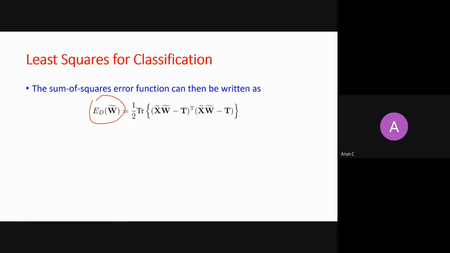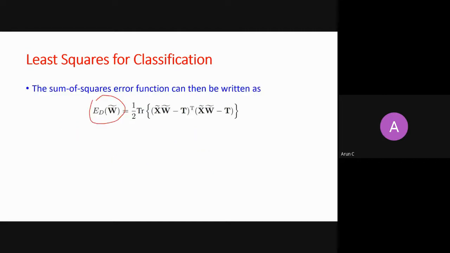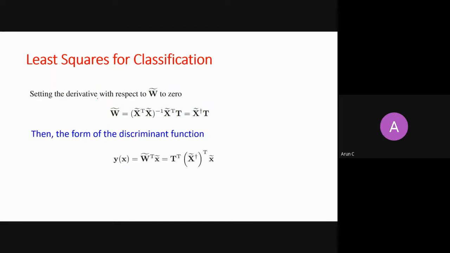Now, this is my error function and I want to minimize it. Because it's a quadratic function, how to minimize it? I should take the derivative with respect to W and set it equal to 0, right? I want you to do it on your copy and pen. When you do it, you will get this value. W transpose is this way. And this is the same form we had in linear regression, right? Same form. So this W will give me the optimal answer, which will minimize my total error.